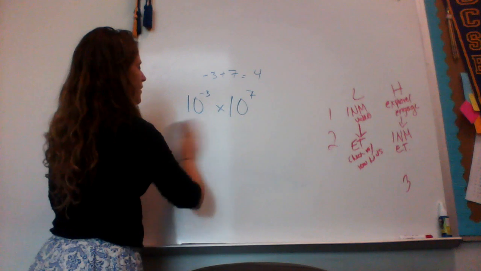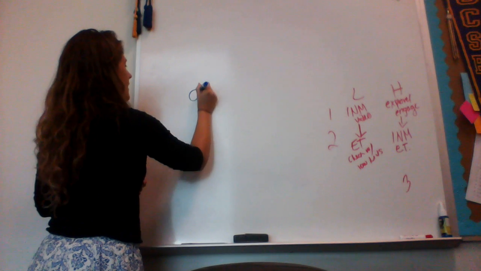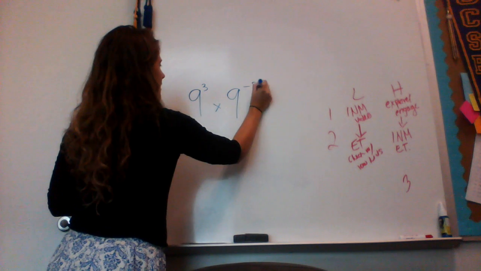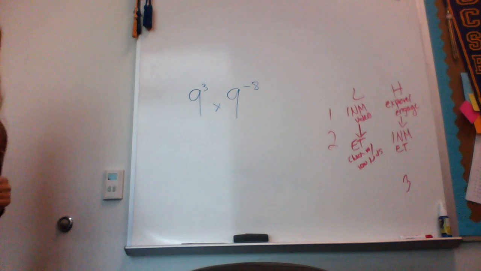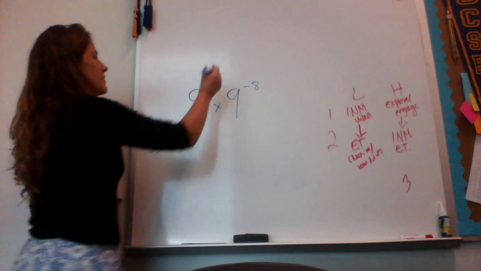Last example, I know that this is a lot. Thank you for staying with me. I'm going to have 9 to the 3rd power times 9 to the negative 8th power. I know that when I am multiplying, I can add my exponents.